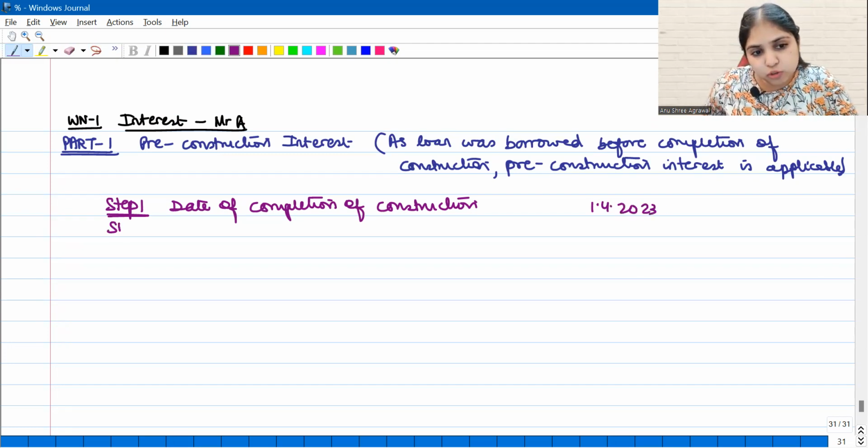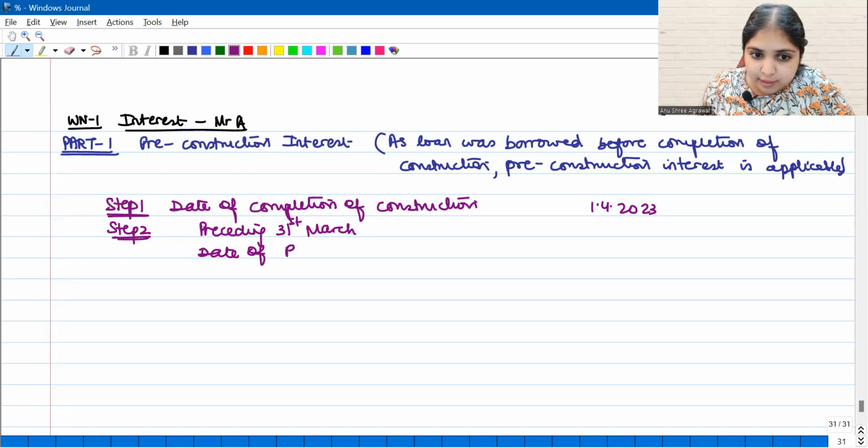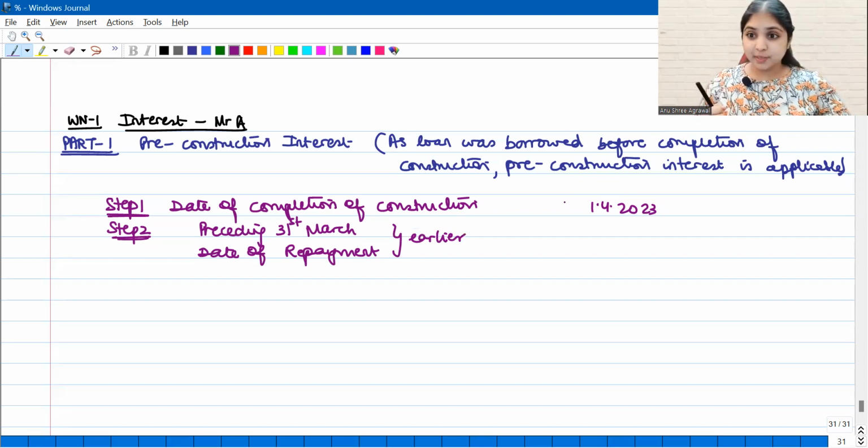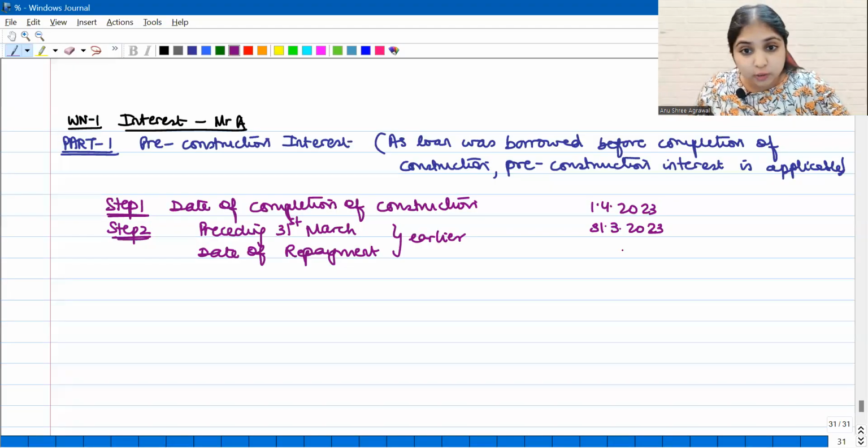Now, what's the second step I've told you? Second step: preceding 31st March, or one more thing we'll compare, preceding 31st March or date of repayment. And out of these two dates, we pick whichever is the earlier date, right? Now tell me, just before 1st April 2023, what was the last 31st March, guys? It's going to be 31st March 2023, right? And do we have any date of repayment? No. If you remember, the question says no repayment was made. So no date of repayment. So we'll write not applicable. So out of these two, which is the earlier date? The earlier date would be 31st March 2023.